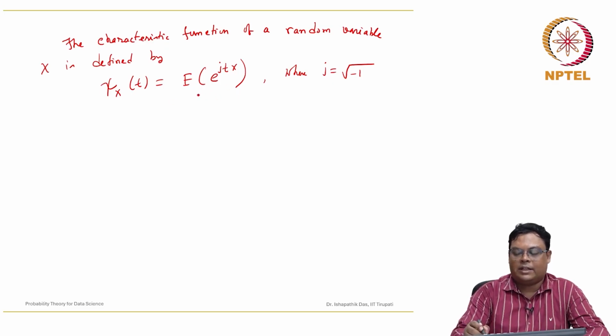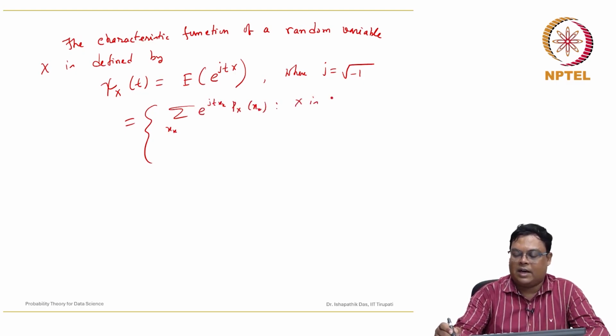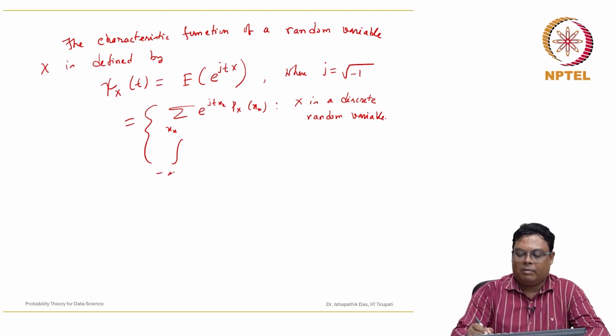So the expected value of e to the power jtx: if X is discrete, then this definition is nothing but the summation over all xk of e to the power of jtxk times the probability that X is xk, whenever X is a discrete random variable. And it is the integral from minus infinity to plus infinity of e to the power of jtx fX(x) dx whenever X is a continuous random variable.